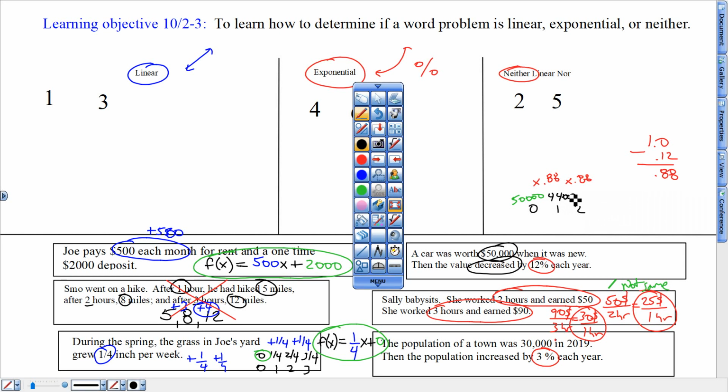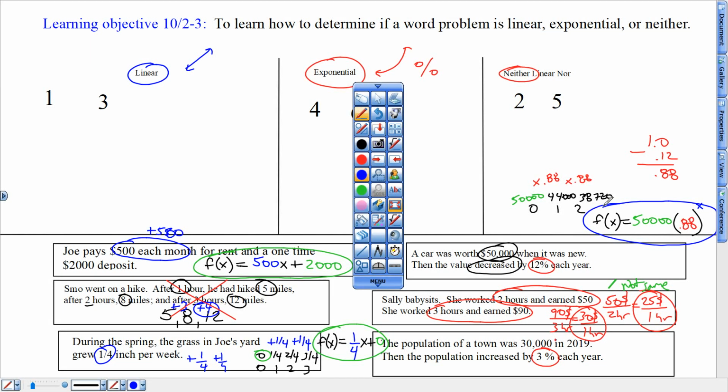And if I times that by 0.88, it goes down to 38,720. All right, my equation for this one is 50,000 in parentheses that 0.88 raised to that x power. Again, knowing how to write explicit geometrics. That's for this guy right here.